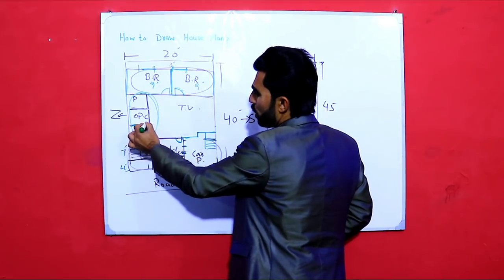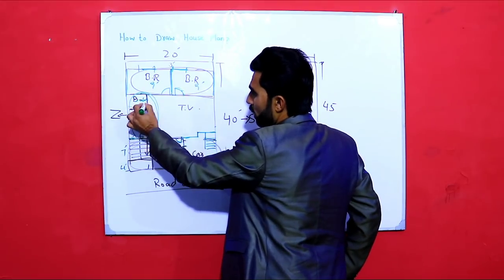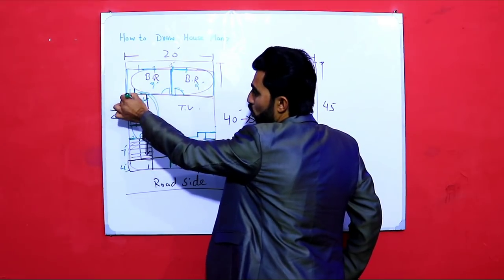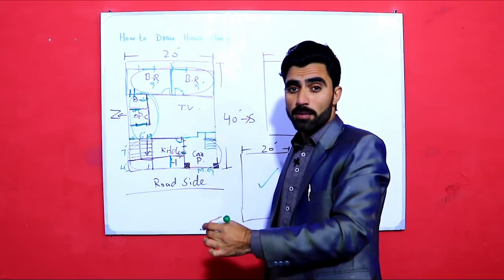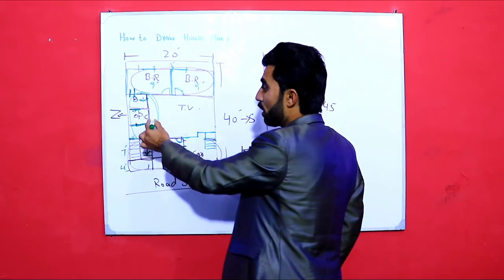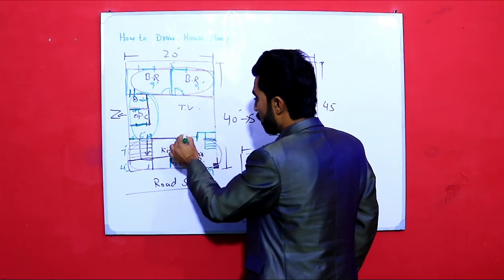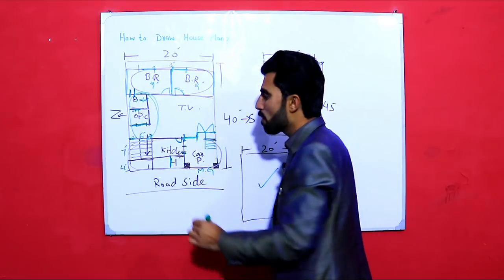Okay, also here you can keep the window. Also this is bath. Okay, so also you can use it from this bedroom also. So its ventilation will become open to sky. Cross ventilation you can make here. So guys, also here you can keep the ventilation window. This is the main entrance.